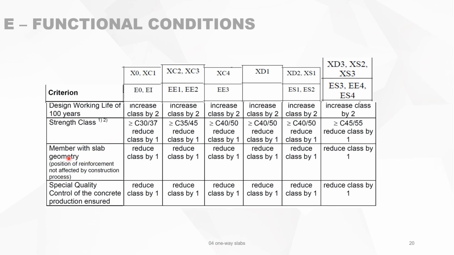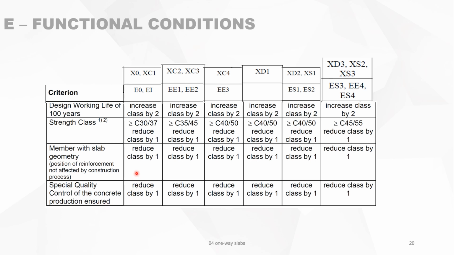You can also have, when the member has a minimum slab geometry for slabs, then you can also reduce one class. Those two rules are cumulative. So if you use for a floor slab in a building C30/37, then you can reduce by 2 classes. Using special quality control of the concrete production with really severe actions if you do not comply with it, then you can reduce another class. So in fact, you can reduce 3 classes when you follow all those conditions.